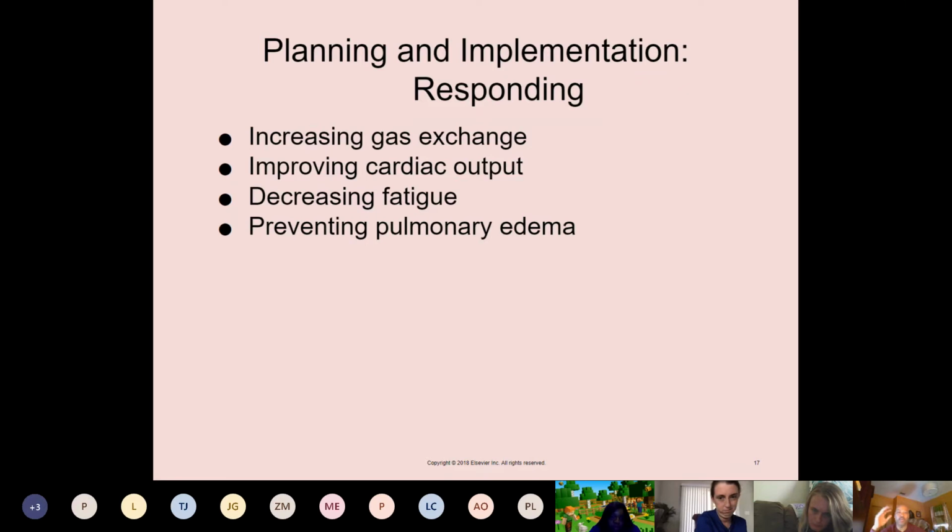How do we prevent pulmonary edema in a patient who has a high afterload because of hypertension? Anyone? Patient has worsening pulmonary edema. They have a high afterload. How do we reduce it?